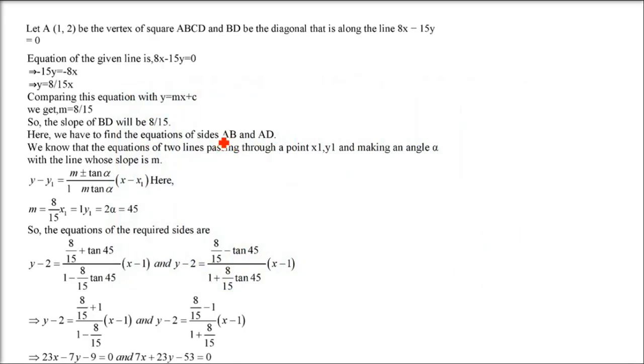Here we have the next question. The diagonals of a square lie along the line. Let me make a square first. In a square, all the sides are equal. This is question number 8. So we have a diagonal. The diagonal is 8x minus 15y equals 0. One vertex of the square is (1, 2). Find the equations to the sides of the square passing through this vertex.